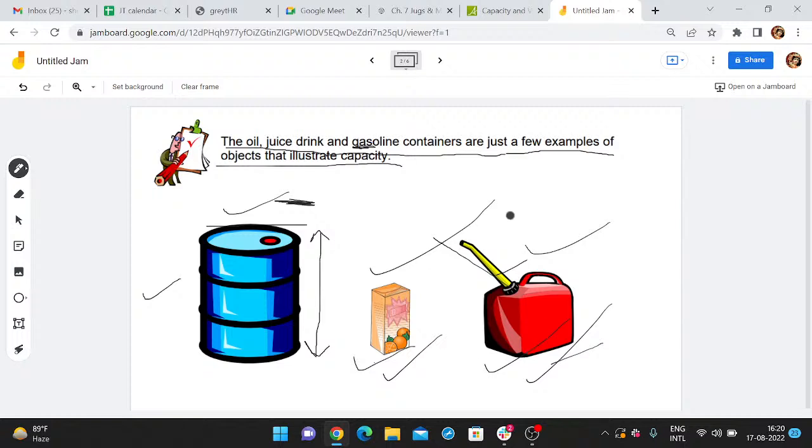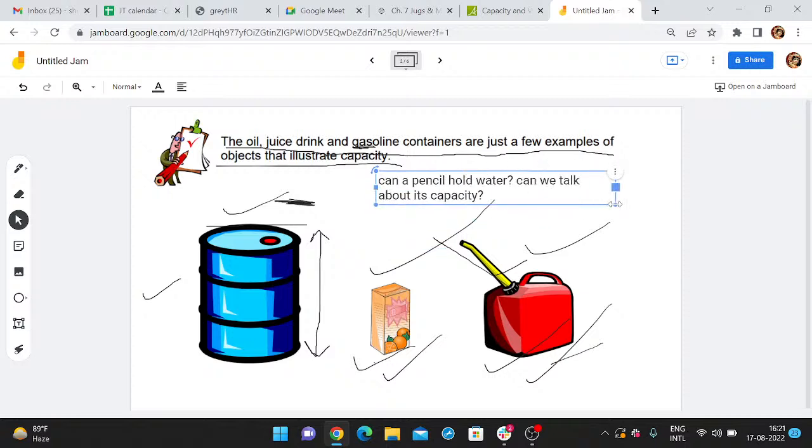Now let me talk about, let's say, a pencil. Can a pencil hold water? Can we talk about its capacity? That's a question for you all. So, can a pencil hold water? Can we talk about its capacity?